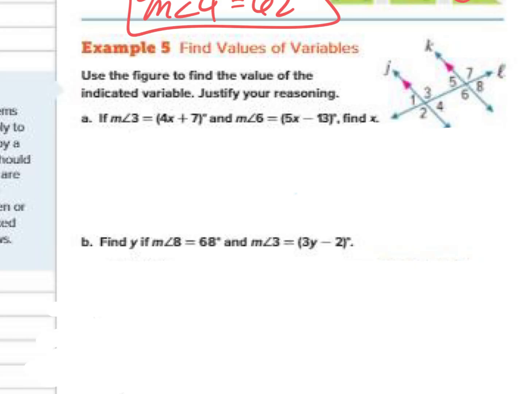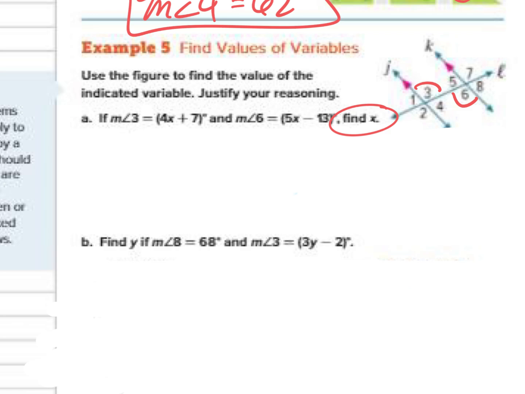Sometimes in your textbook, they give a little bit too much information, and they have worked out the problem already for you. But I'm going to go ahead and work it out anyway and talk through it, so please add any additional notes that you might need. Let's look at example 5. For example 5A, they've given us a bunch of information. They want us to find x. They've told us that angle 3 is equal to 4x plus 7, and angle 6 is equal to 5x minus 13. So I'm looking at 3 and 6.